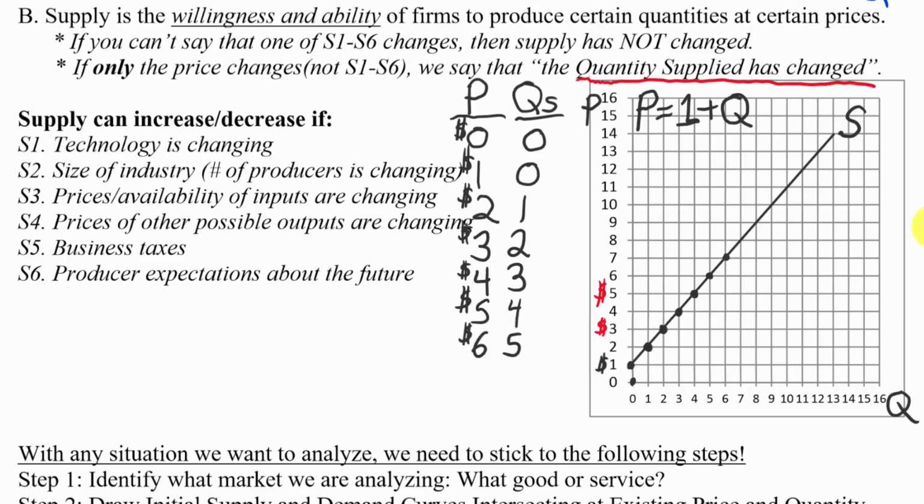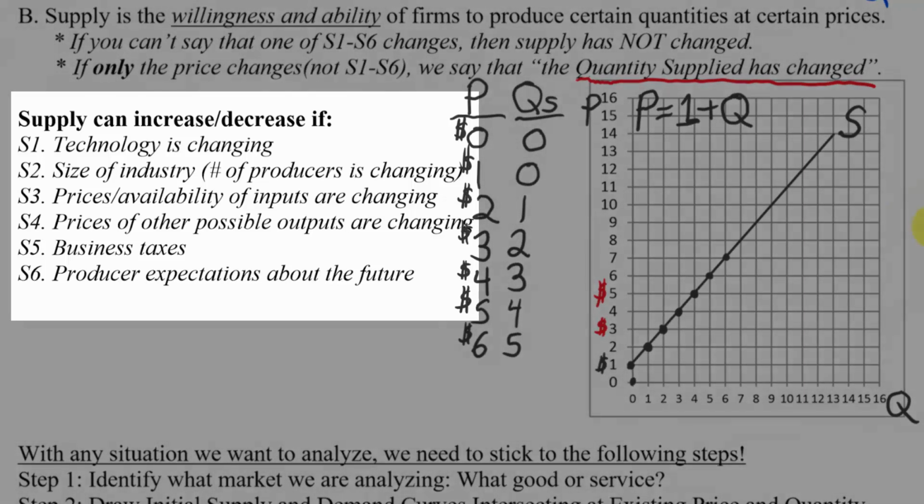Now, there are other things that can actually change this relationship, change this supply schedule, supply curve, or supply function. And here again, here's a list of 6 common things. There are some others we could probably list, but here are 6 common things that you should commit to memory and make sure you really understand why these things can change the willingness and ability of firms to produce different quantities at different prices they might see.